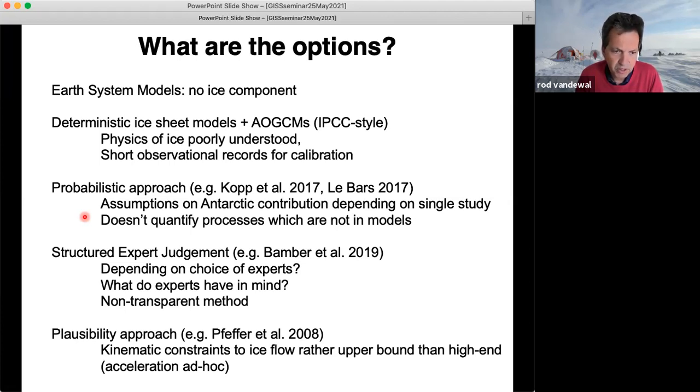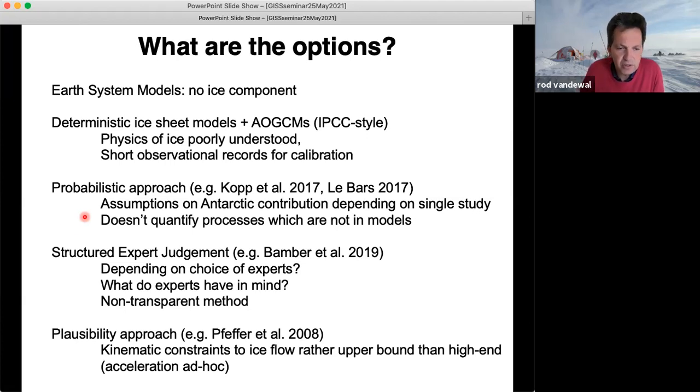And as a fourth possibility, there is the structured expert judgment, and that refers mainly to the papers from Jonathan Bamber from 2013 and 2019, and those provide a high-end estimate, but it's a little bit questioned whether the outcome depends on the choice of the experts and what the experts have in mind. You don't know that with that approach, so it's not transparent, and stakeholders want to have a transparent approach which they can judge themselves. So that's also not a completely satisfying approach.